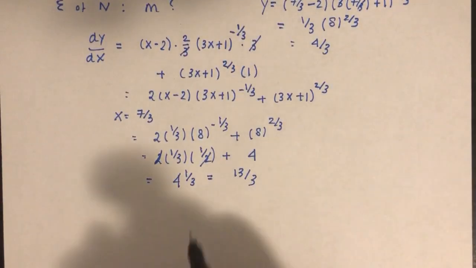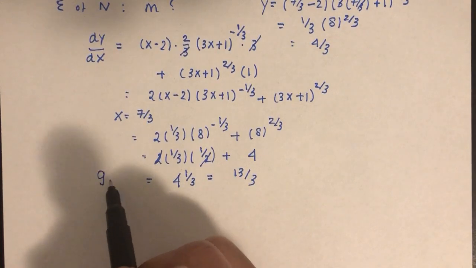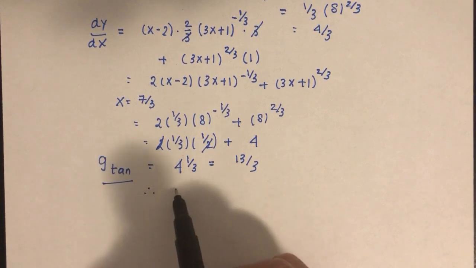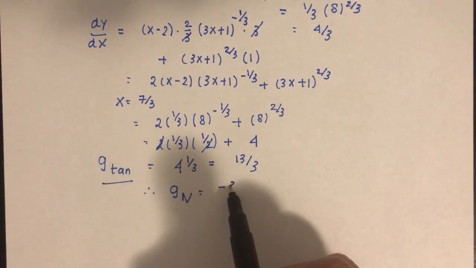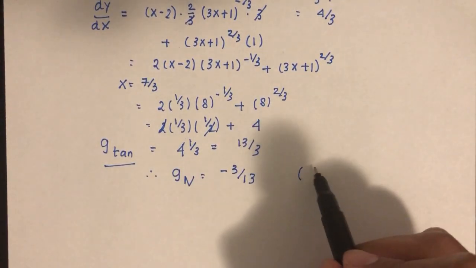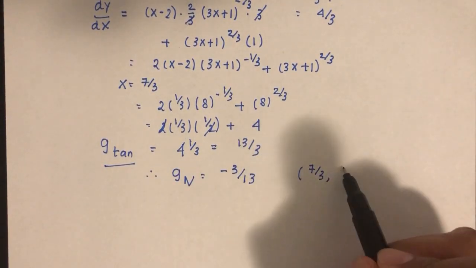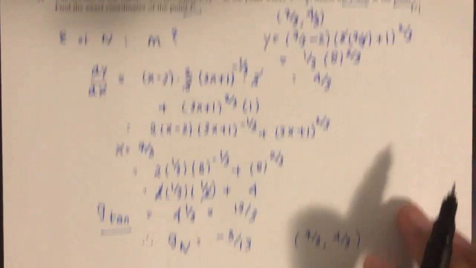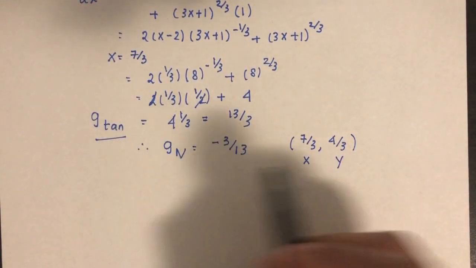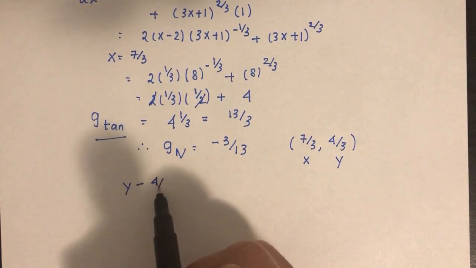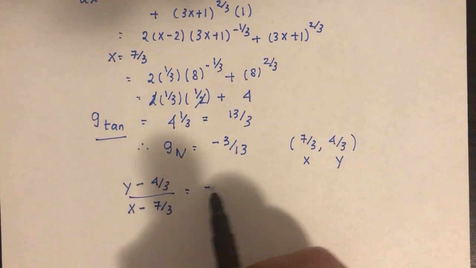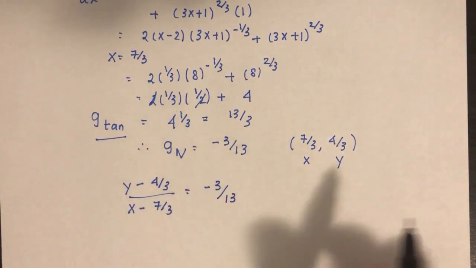So what is dy by dx? dy by dx is the gradient of the tangent. So if we know the tangent, the gradient of the normal will be minus 3/13. So from this we know it goes through the point with x equal to 7/3 and y equal to 4/3, this point. So let's find the equation of the normal. y minus 4/3 divided by x minus 7/3 equals minus 3/13.